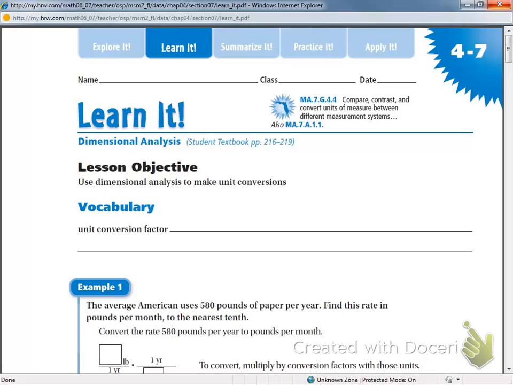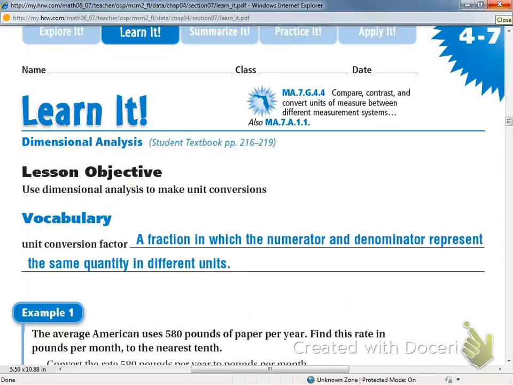So for our first word, I'd like you to write down unit conversion factor. It is a fraction in which the numerator and denominator represent the same quantity in different units.